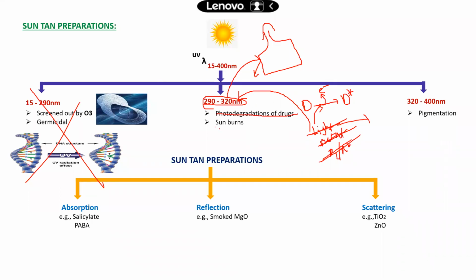Next, it is also responsible for sunburns. Already I told you, sunburn is due to the death of Langerhans cells caused by UV light of 290 to 320 nanometer. Your skin is protected from sunburn by melanin pigment.